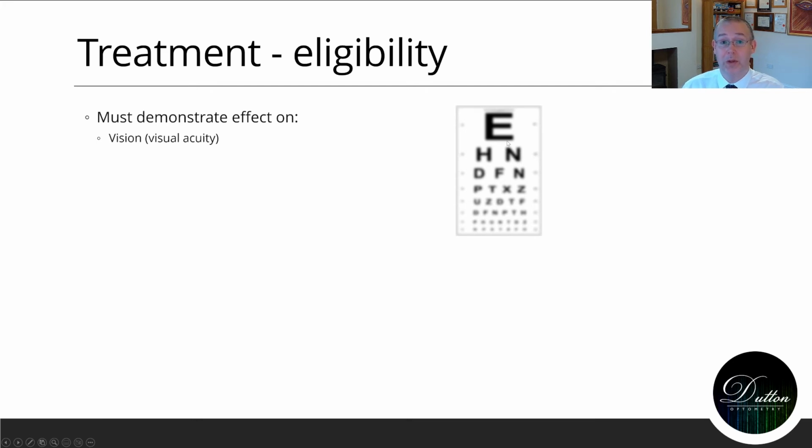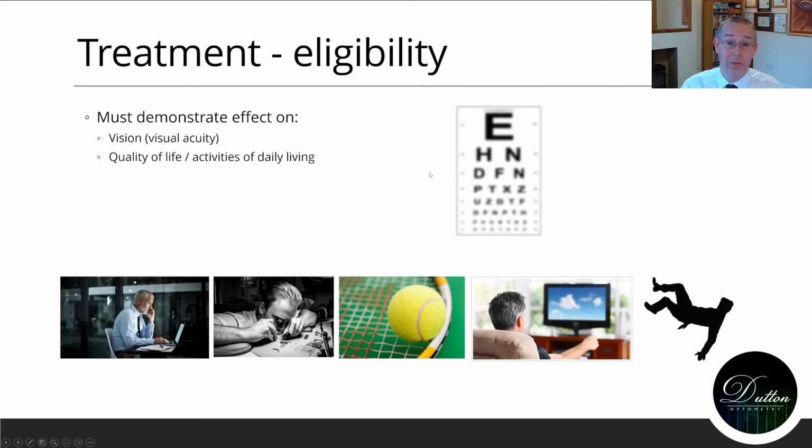Most local NHS organisations set criteria which are somewhere around the middle of the test chart. So when your vision's reduced to that level, you're probably eligible for surgery. The other thing that we look at is how the cataract is affecting your quality of life or your ability to do normal daily activities.